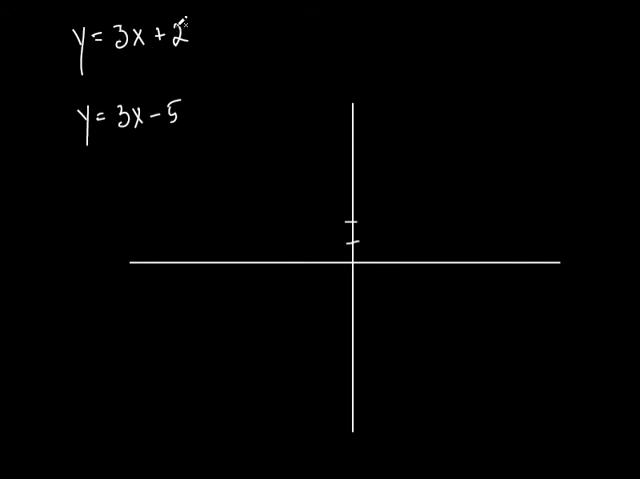Let's do the first one. The y-intercept is 2, isn't it? So we put a little dot. I'll tell you what, let's do that in another color. Put a dot right at positive 2. All right, and then the slope is 3, isn't it?